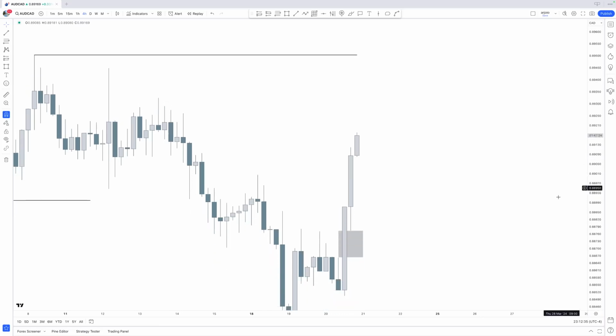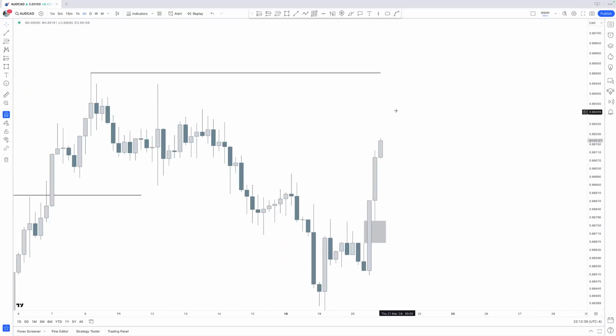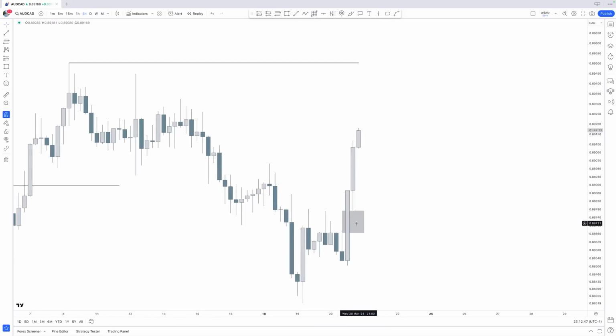Now, this breakaway gap is quite obvious. Looking at Australian dollar, Canadian dollar right here, I can confidently say we are most likely going to deliver right there into the drawn liquidity from that high before we actually retrace back into that fair value gap. And if we do retrace back into that fair value gap, into that breakaway gap, then most likely we are going to see lower prices because it should not retrace that far.